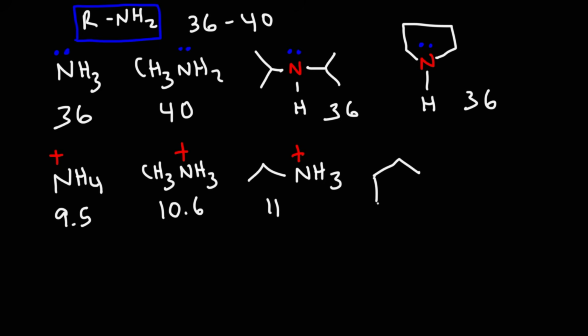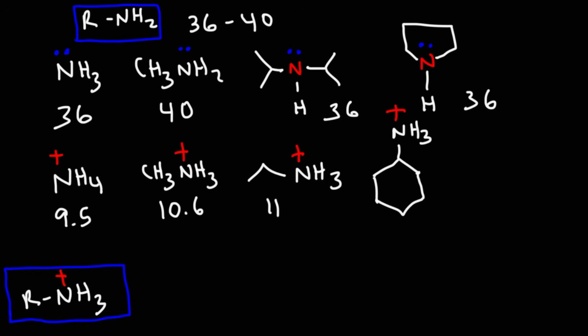And then if you put it on a cyclohexane ring, it's going to be about the same, around 11. So for protonated amines, when you add a hydrogen to them and the nitrogen carries a plus charge, the pKa for that, it's going to be around 9 to 11.